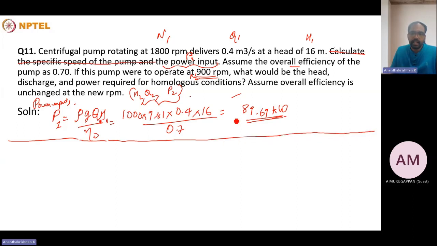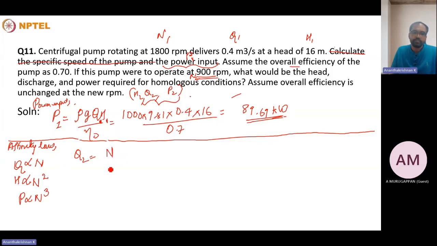So we have all the basic parameters at the first condition to determine the values of power, head and discharge at the second speed condition, represented by subscript 2. So we use affinity laws to determine the values of discharge, head and power at the new conditions. The affinity law says Q is directly proportional to the speed, head is directly proportional to the square of the speed, and power is directly proportional to the cube of the speed.